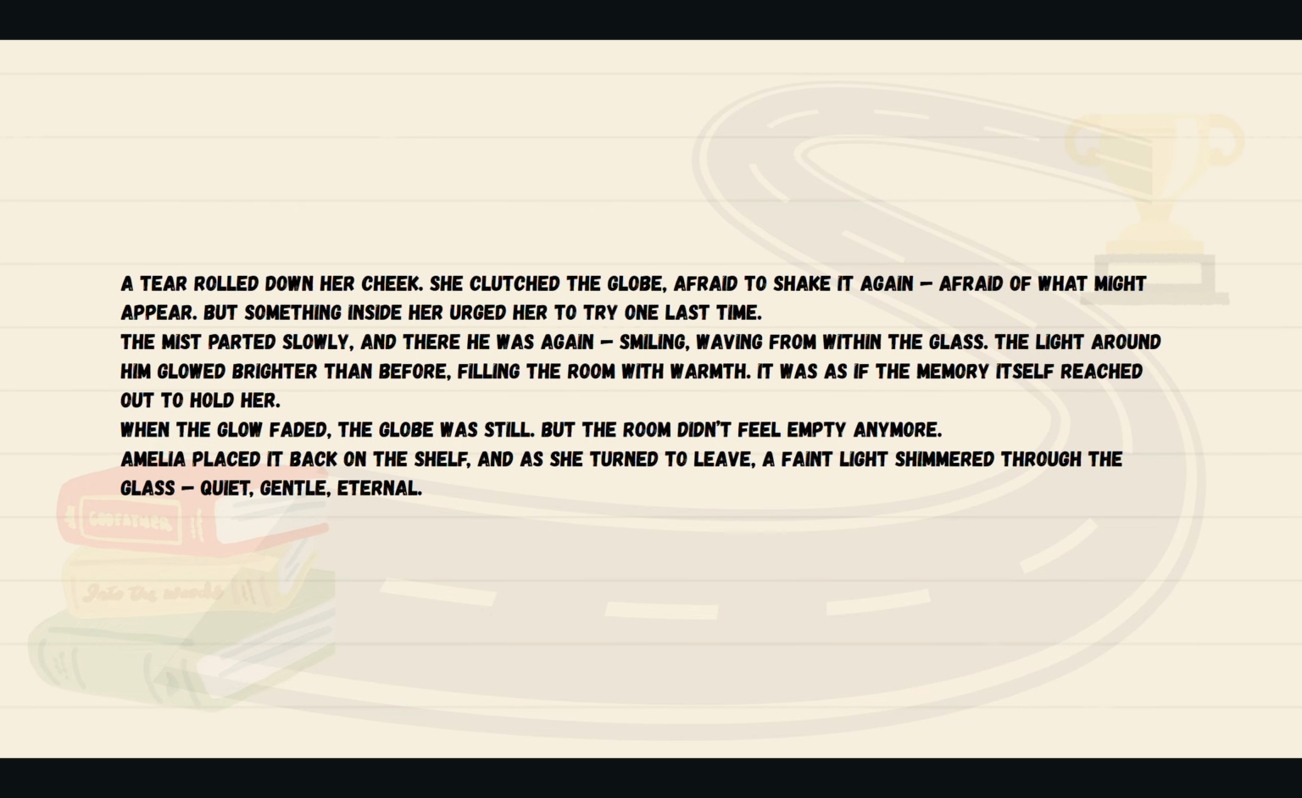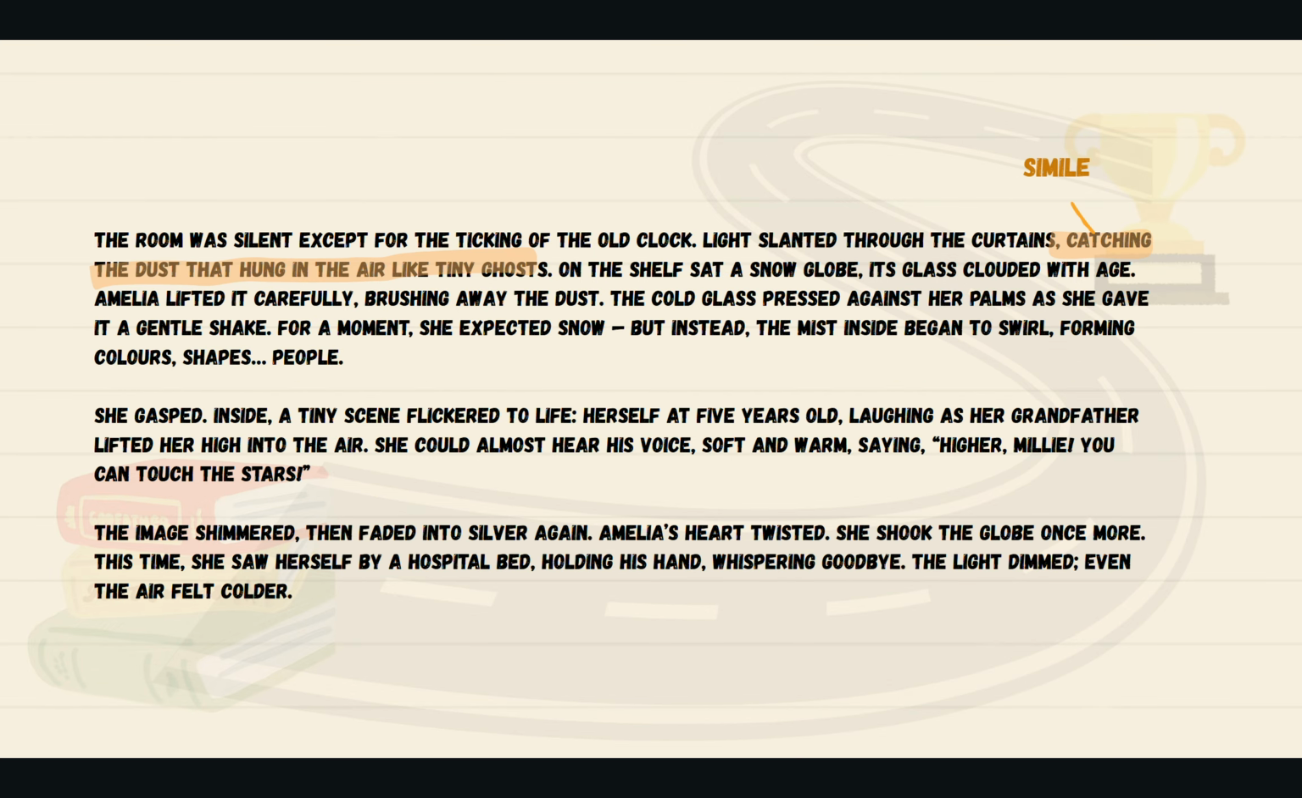She clutched the globe, afraid to shake it again, afraid of what might appear. But something inside her urged her to try one more time. The mist parted slowly, and there he was again, smiling, waving from within the glass. The light around him glowed brighter than before, filling the room with warmth. It was as if the memory itself reached out to hold her. When the glow faded, the globe was still, but the room didn't feel empty anymore. Amelia placed it back on the shelf, and as she turned to leave, a faint light shimmered through the glass. Quiet, gentle, eternal.